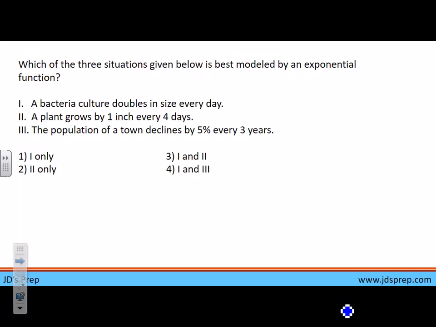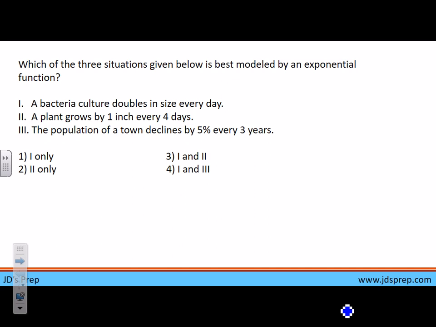Welcome to JD's Prep. In this problem, we want to know which of the following three situations is best modeled by an exponential function. The first situation is a bacteria culture doubles in size every day. The second one is a plant grows by 1 inch every 4 days. And the third one is a population of a town declines by 5% every 3 years.